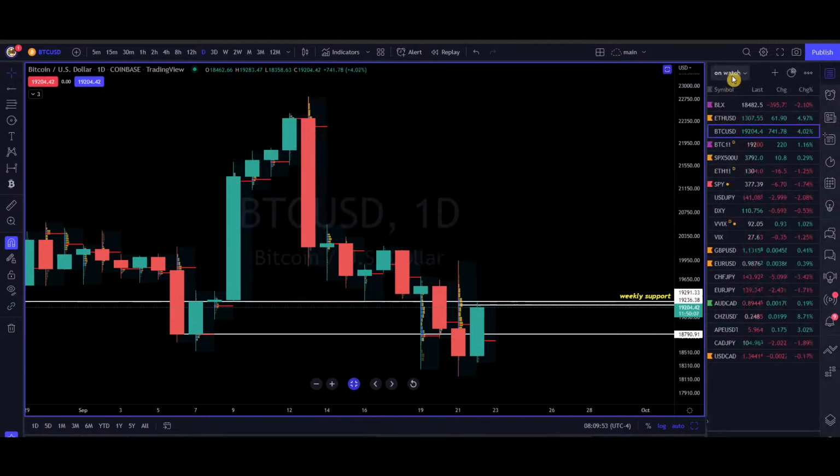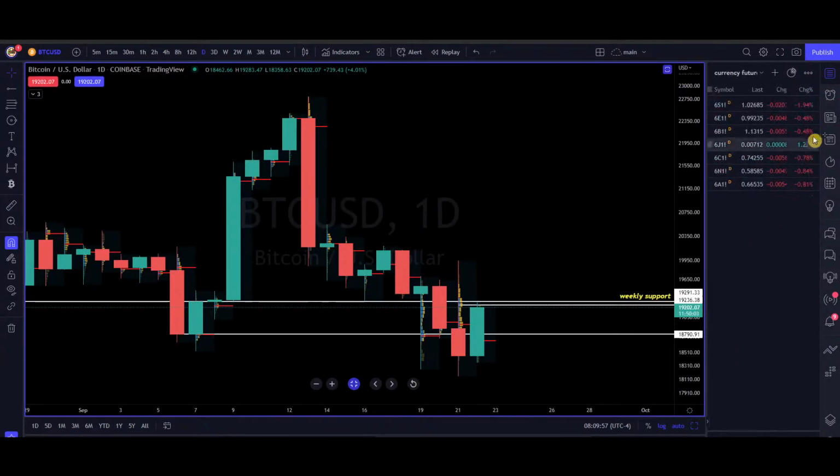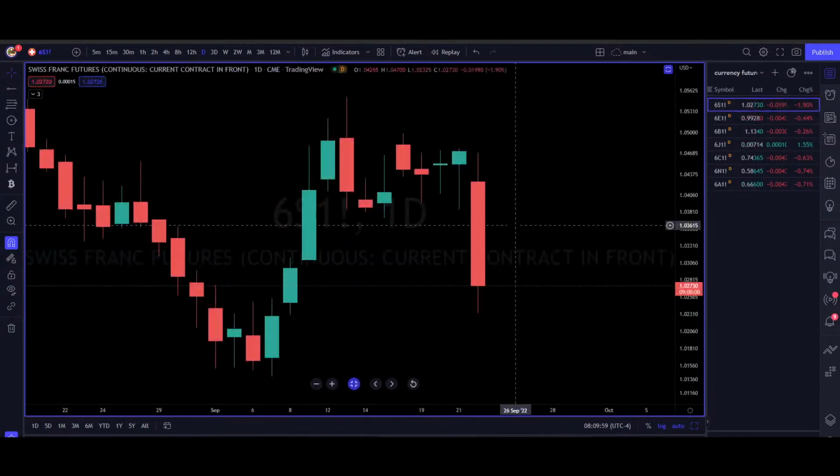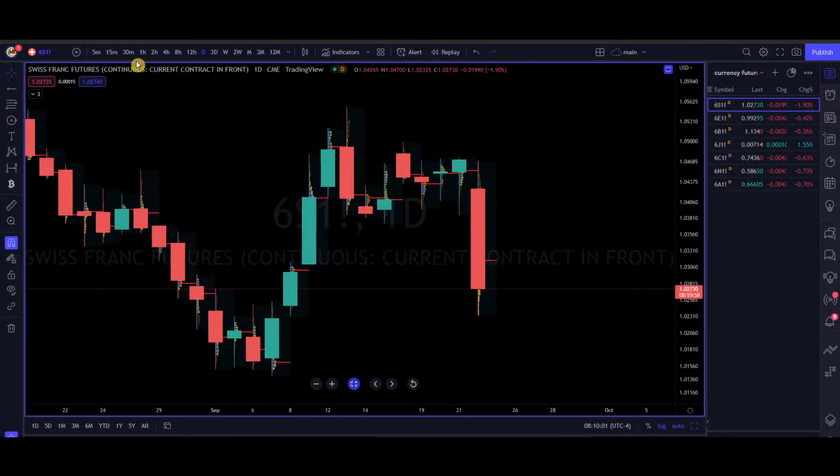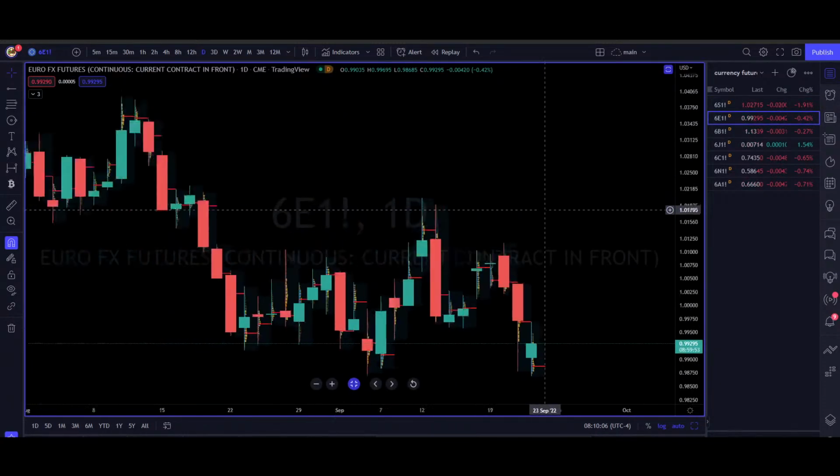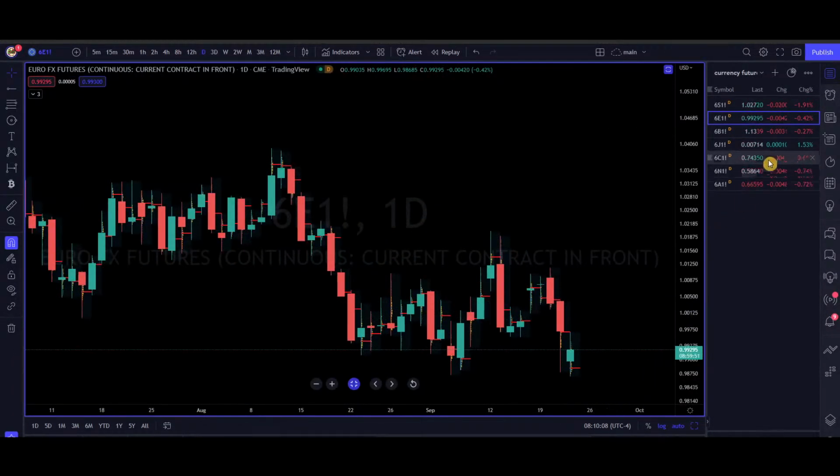Let's go over here and look at our currency futures. Oh, that's not the right watch list. And here is the Swiss franc. You can see having a massive day to the downside here. Swiss franc. Here is the euro. You can see that you're getting a slight bounce.